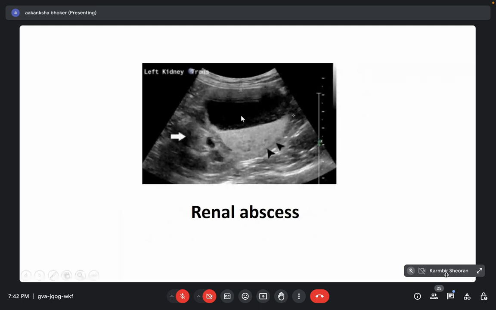Example of renal abscess in which some cellularity is there, which is located toward the gravity dependent area. A renal abscess. Why abscess? Because only upon taking a biopsy could they diagnose it to be an abscess.